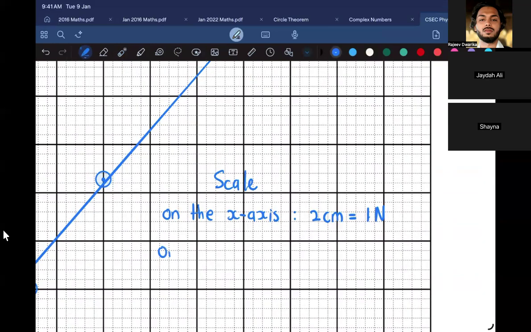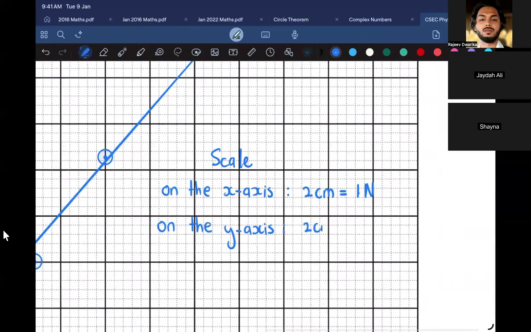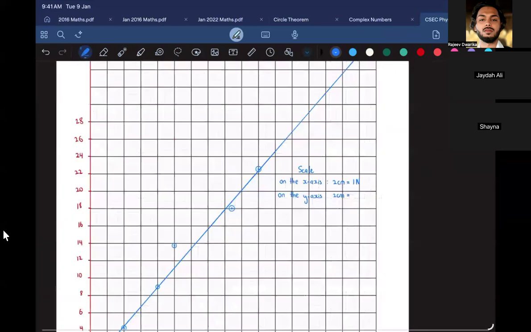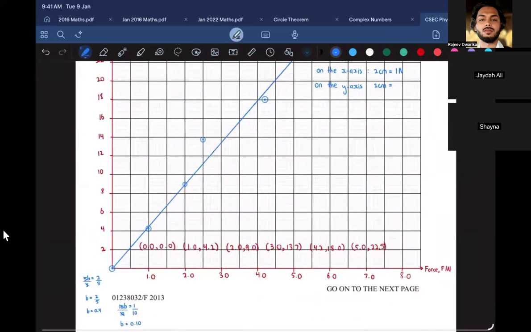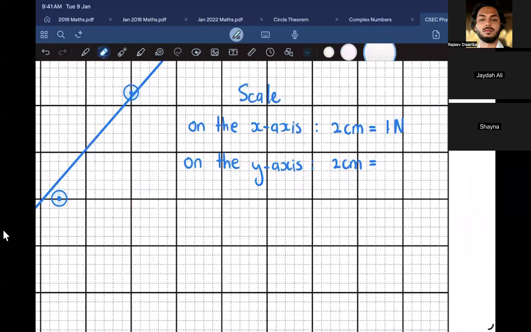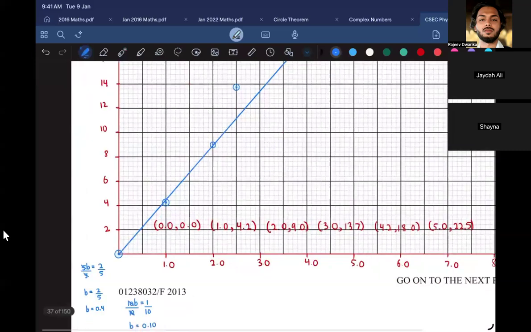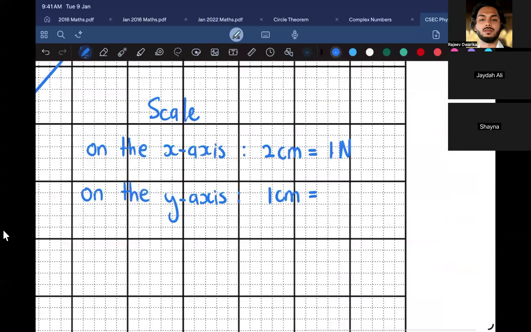And on the y-axis, we said every 2 centimeters is equal to what? No, we didn't say that. We said every 1 centimeter would be equal to what? 2 centimeters. Right? Cool.